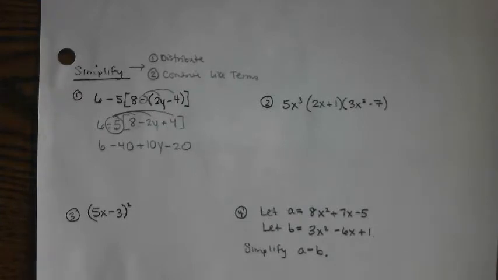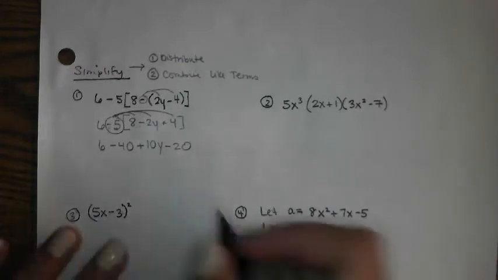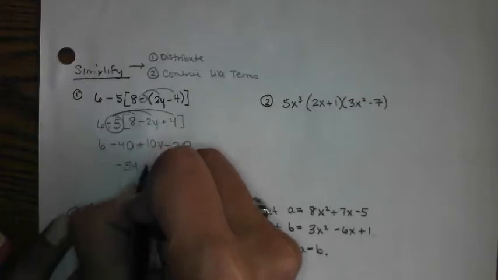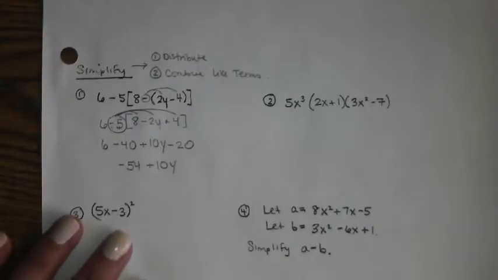And Kirsten, what would you do next? And what is that? 6 minus 40 is negative 34. Negative 34 minus 20 is negative 54. Good. So negative 54 plus 10y. So she was on to the combine.